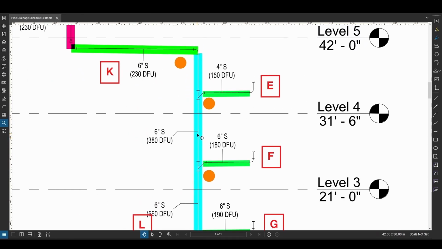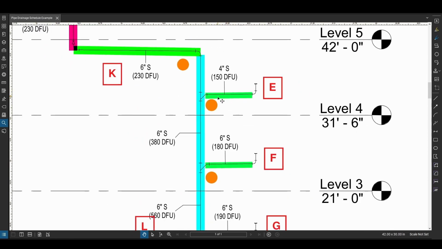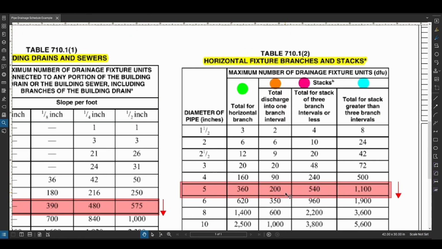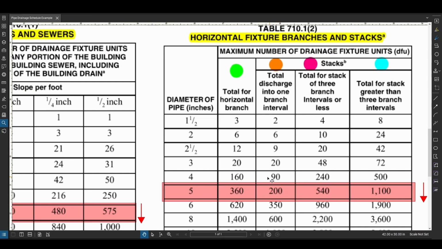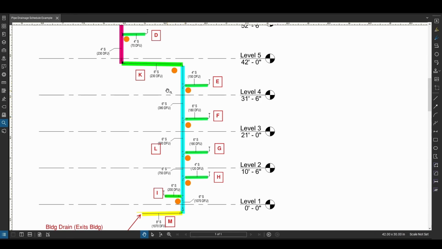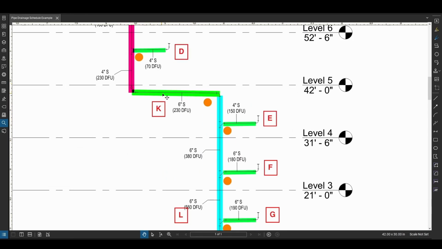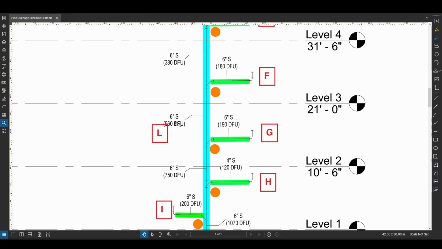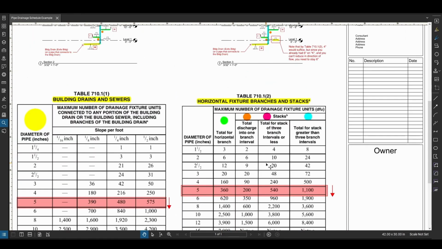Two things are limiting your pipe size, right? First, the admission of the horizontal branch, because you have 150, and the maximum that you can accept into one branch interval is 90 with a 4-inch. So you have to jump to the 6-inch, right? So that's one thing that makes this a 6-inch, but also you're coming from this line with a 6-inch, so you cannot reduce in the direction of flow. So this one's still a 6-inch, now at 560 drain fixture units.